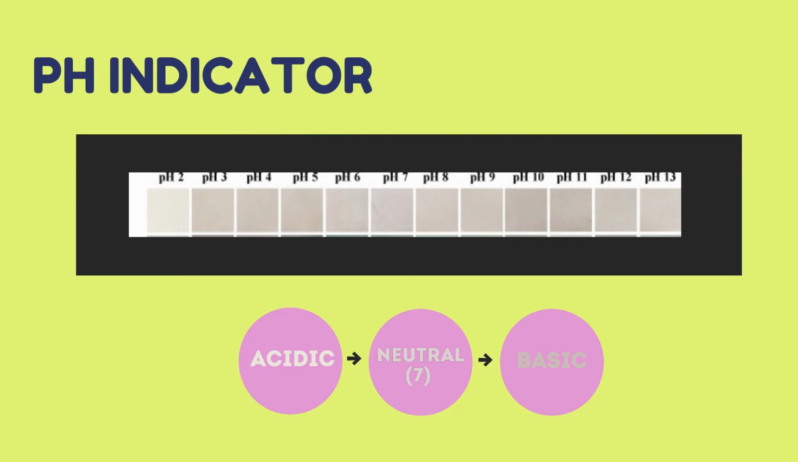Though, in different natural pH indicators, color indicators for acidic, neutral, and basic solutions are different. So it really depends on the natural indicator used. Now that we know the color indicators for acidic, neutral, and basic solutions, let's discuss the results of the experiment.